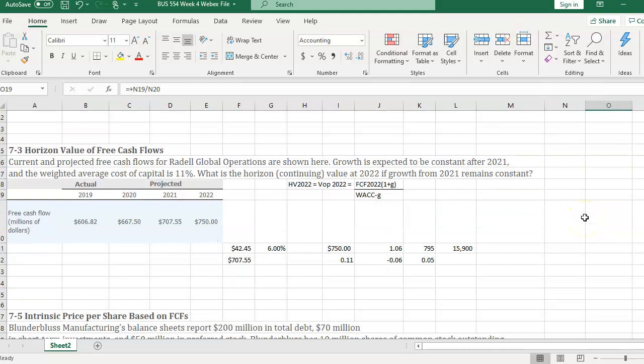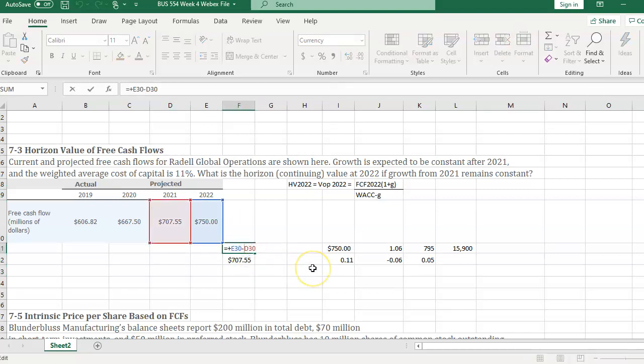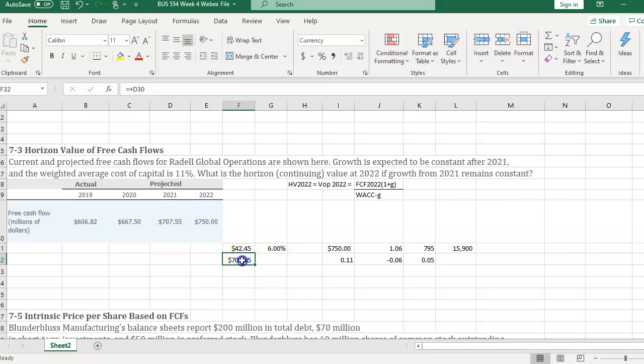Then question 3 was the horizon value of free cash flows. And the key with this one was to calculate the growth rate right from here to here. And so I did that right here. I took the change, the current year minus the prior year. It's 42.45. I divide that by the prior year. So I take the change from 21 to 22. I divide that by 21. Divide, and I get a growth rate of 6%.